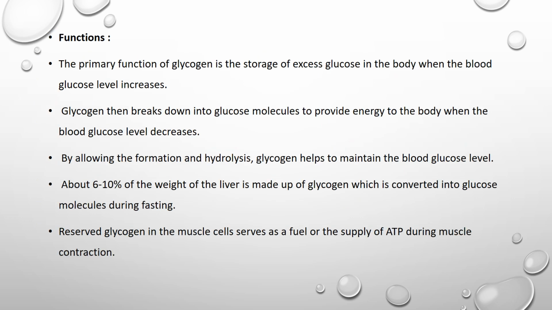Functions of glycogen. This is the storage form of energy in our body. Whenever our glucose level decreases, glycogen breaks down and is involved in the synthesis of glucose. About 6 to 10 percent of the weight of the liver is made up of glycogen, which is converted into glucose molecules during fasting. The reserved glycogen in the muscle cells serves as a fuel or supply of ATP during muscle contraction.